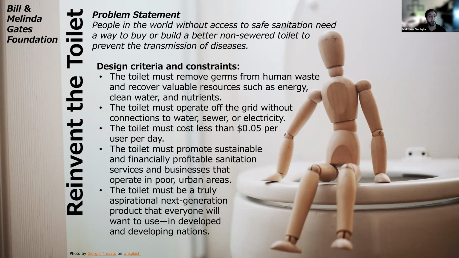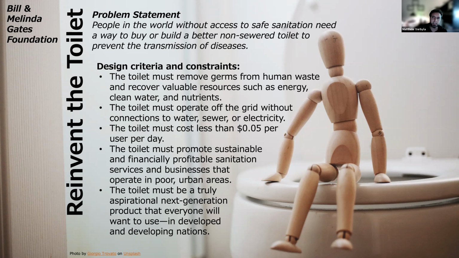The toilet must promote sustainable and financially profitable sanitation services and businesses that can operate in poor urban areas. And finally, the toilet must be a truly aspirational next generation product that everyone will want to use, both in developed nations and also developing nations. These design criteria and constraints were constructed by the Gates Foundation in order to make sure that the design solution being provided by teams was addressing the needs, was addressing the criteria, and was considering the constraints for the population in the world that lacks access to safe sanitation.